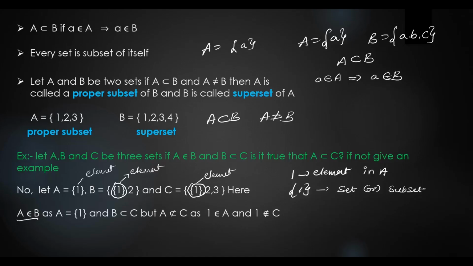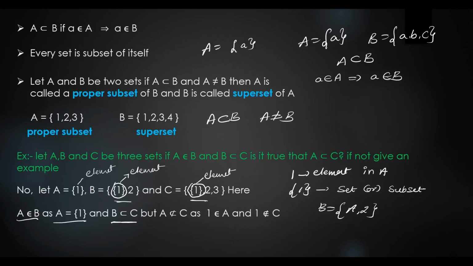A belongs to B. That means this A belongs to B. So in this B we can write B is equal to set of A comma 2, because A is the value set of 1. Okay, A belongs to B, as A is equal to the value set of 1, and B is a subset of C. That means these two values are present in C. That means B is a part of C. That's why it is a subset.